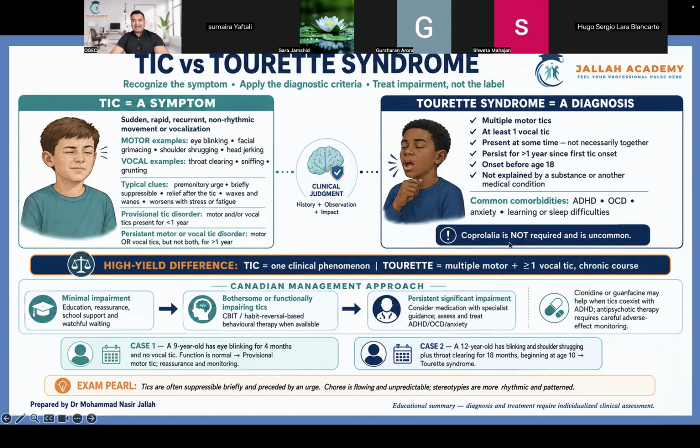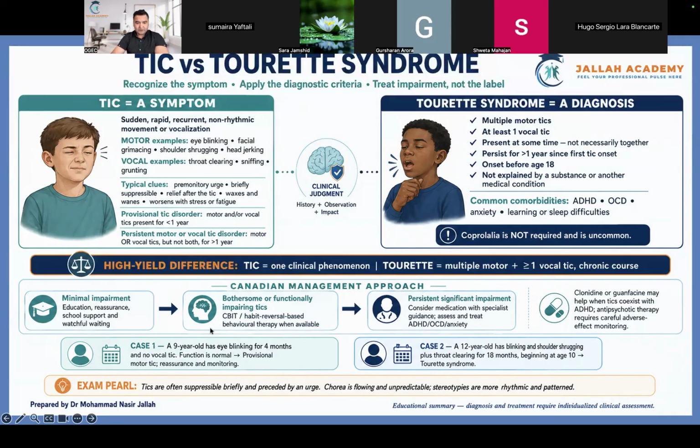Coprolalia is using profanity, using bad language. This is not very common, as sometimes we see clips where people are using profanity and bad language, but it is not required. It can be part of it, but it's not very common and it's not required for the diagnosis. Okay.